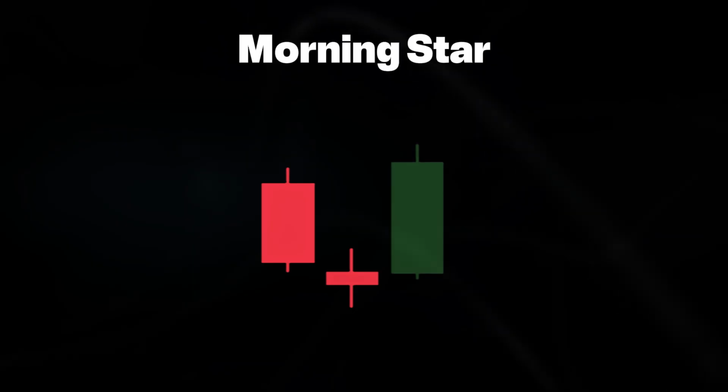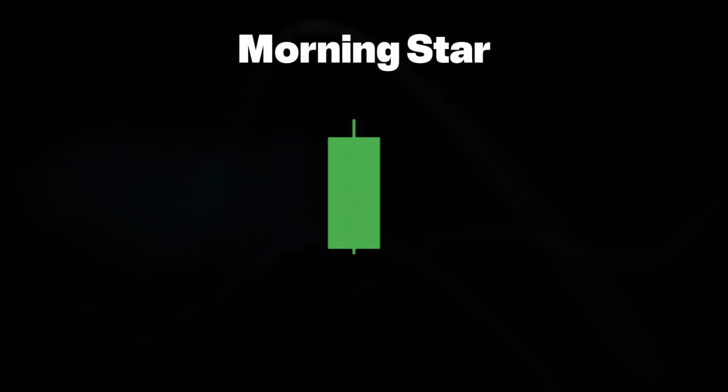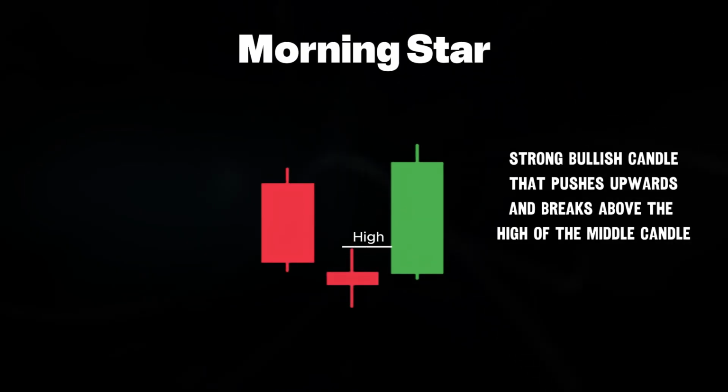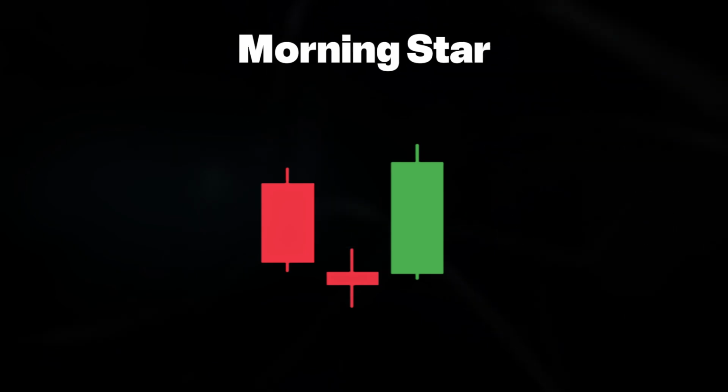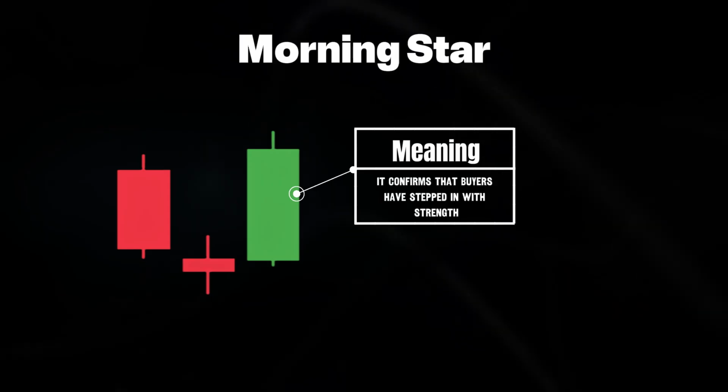Now comes the third candle, the most important part of the pattern. This is a strong bullish candle that pushes upward and breaks above the high of the middle candle. That move is key because it confirms that buyers have stepped in with strength.